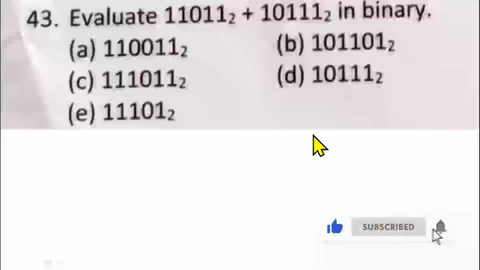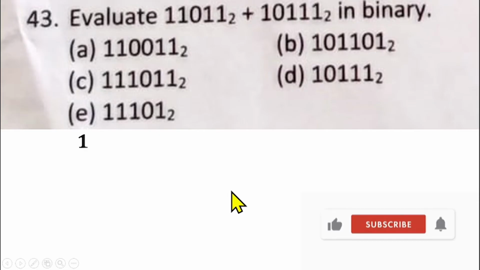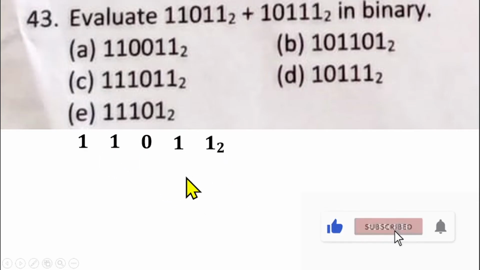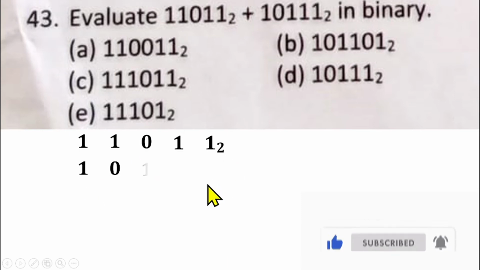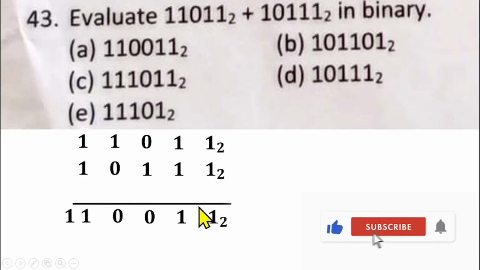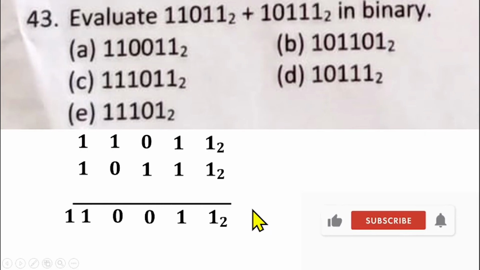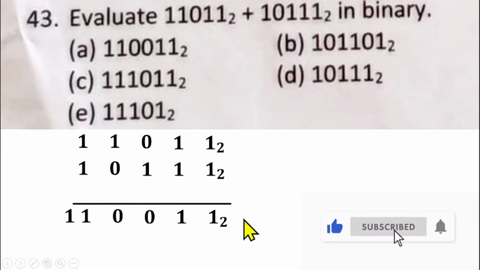Question number 43 is from binary numbers. We have to add these two numbers in binaries. So if you arrange them accordingly in hundreds, tens, units and so on, this is the first one in base 2, the second one in base 2 as well. So you have to add. 1 plus 1 will give us 2. Then divide it by the base, 2. Sorry, what am I saying in essence? 1 plus 1 is 2.